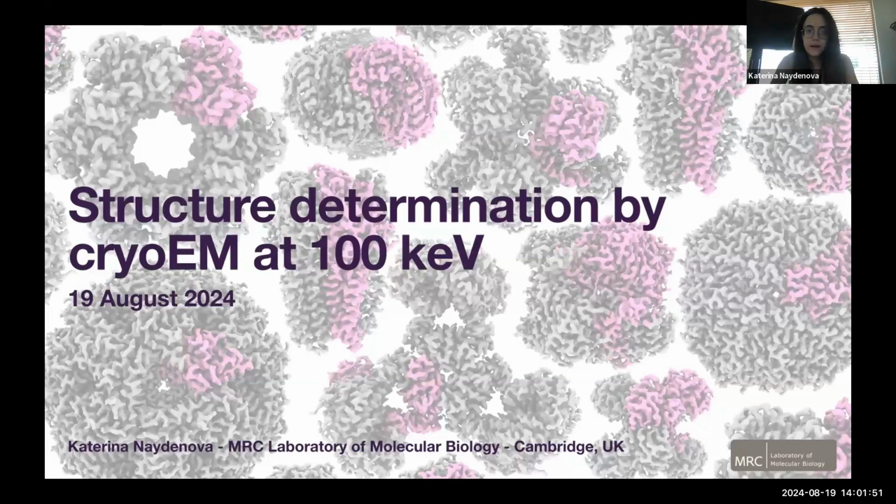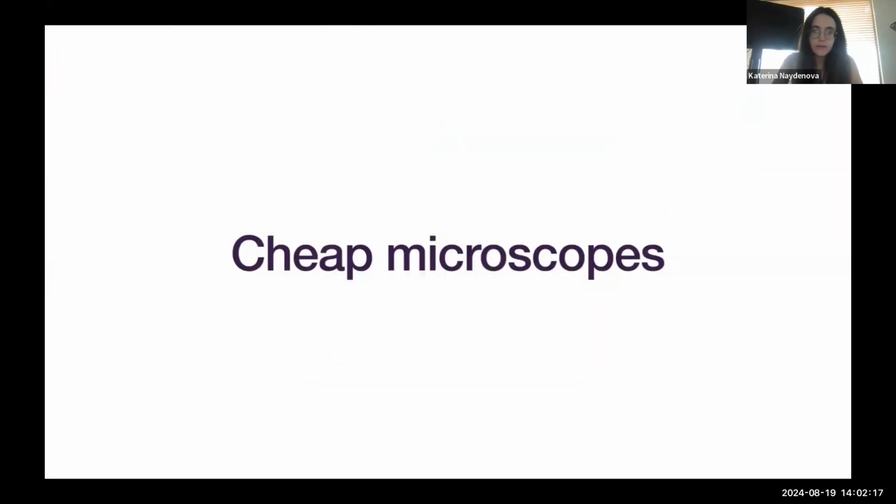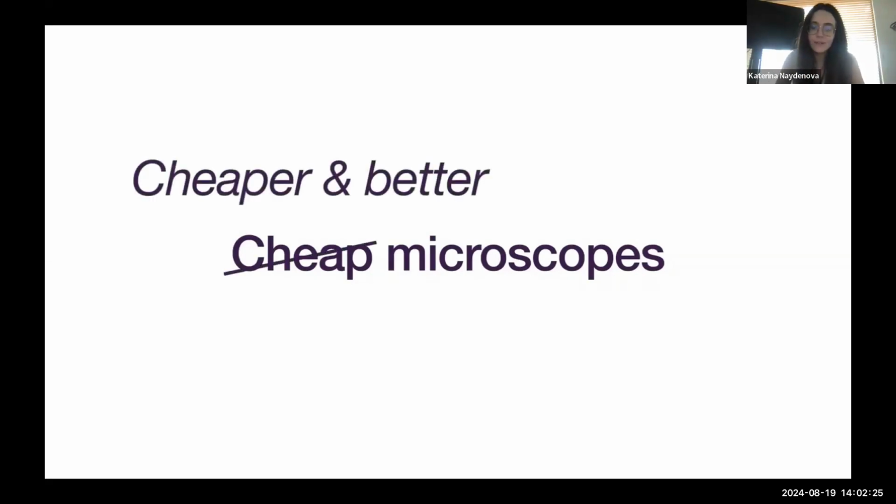It's a great pleasure to talk to you. Hello from England. Today's presentation is about our work on developing electron microscopes that operate at a slightly lower than usual voltage. This is work I did when I was working in the group of Chris Russo at the MRC LMB in Cambridge. Alternative title of this talk is talk about cheap microscopes. Another alternative title is talking about cheaper and better microscopes, and hopefully I managed to convince you why cheaper can sometimes be also better.